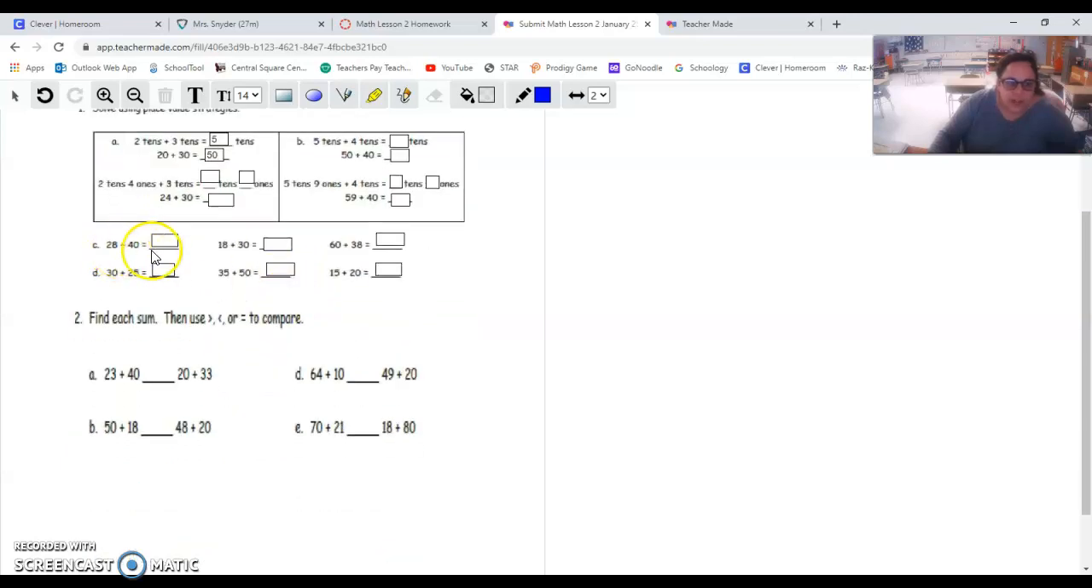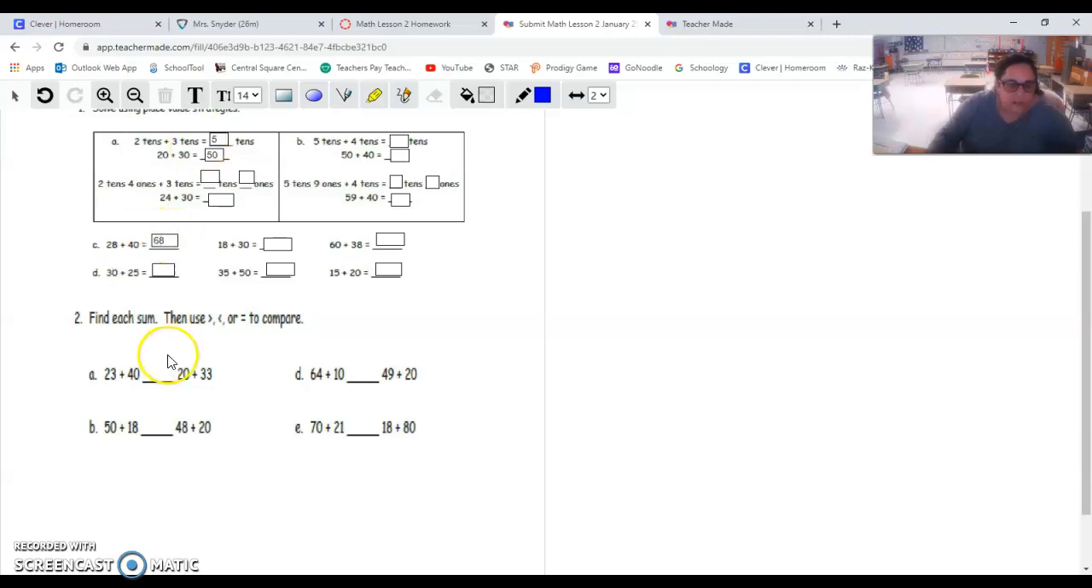And then this one, you're just adding. So try and use your place value strategies to help you count up by tens. So like this one says 28 plus 40. So I'm going to start with 28 and I'm going to count by 10. So it goes to 38, 48, 58, 68. Okay, so my answer I would put here is 68.